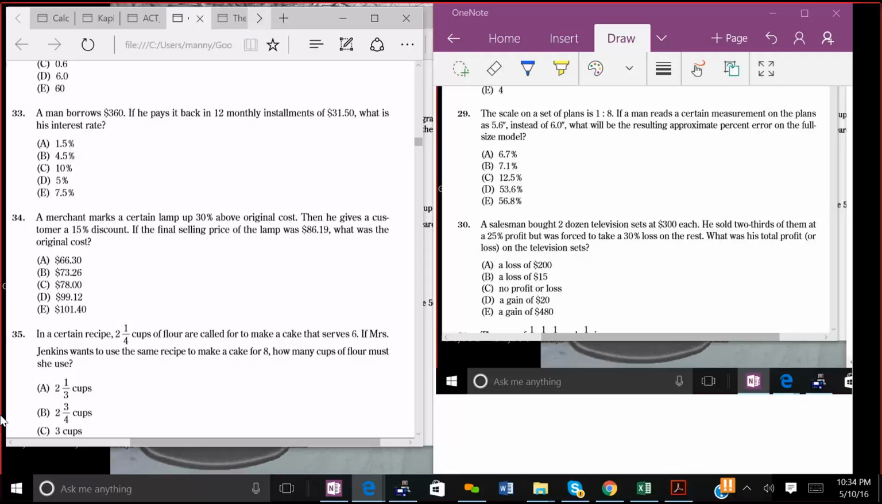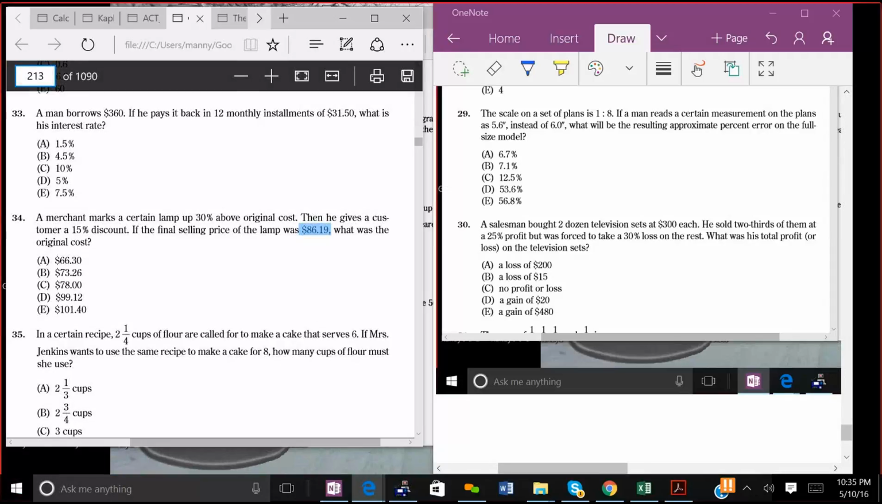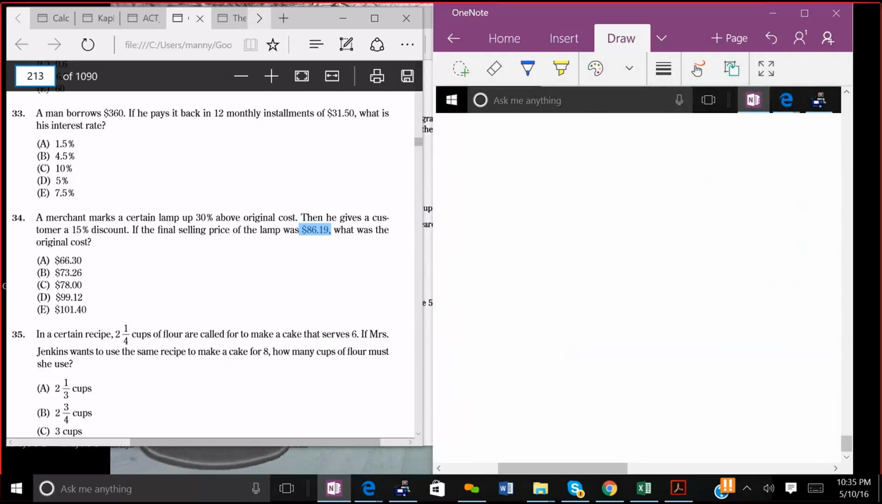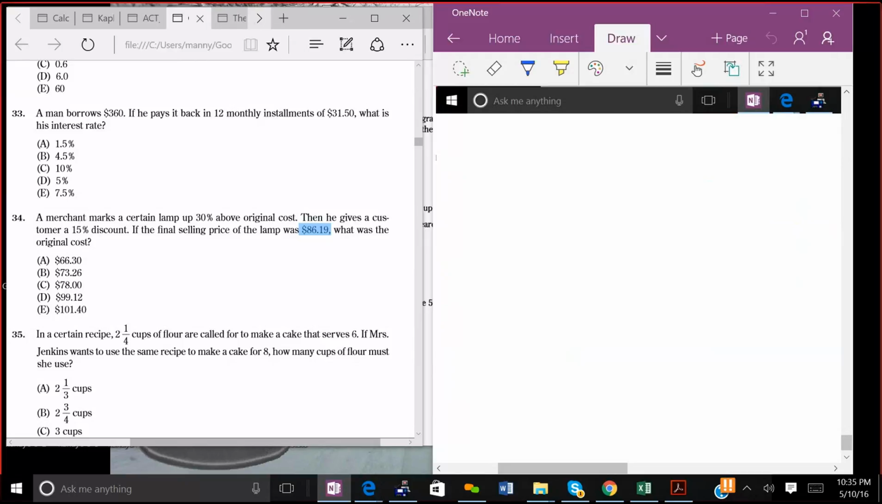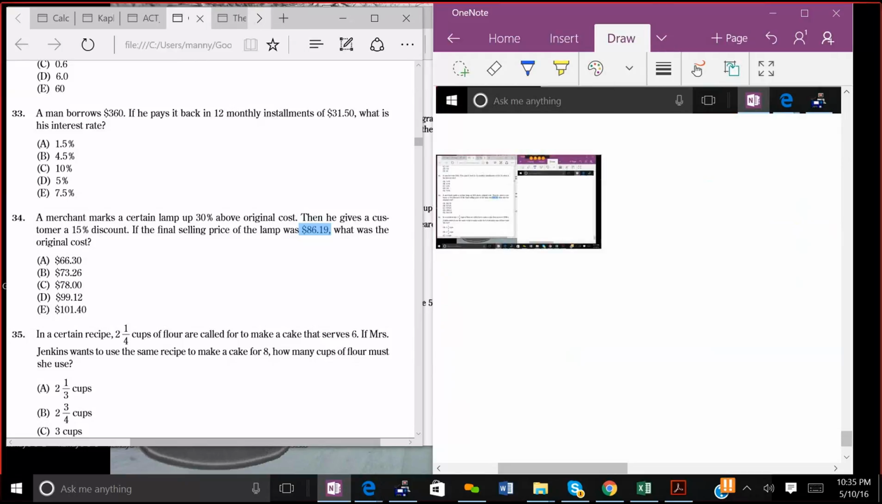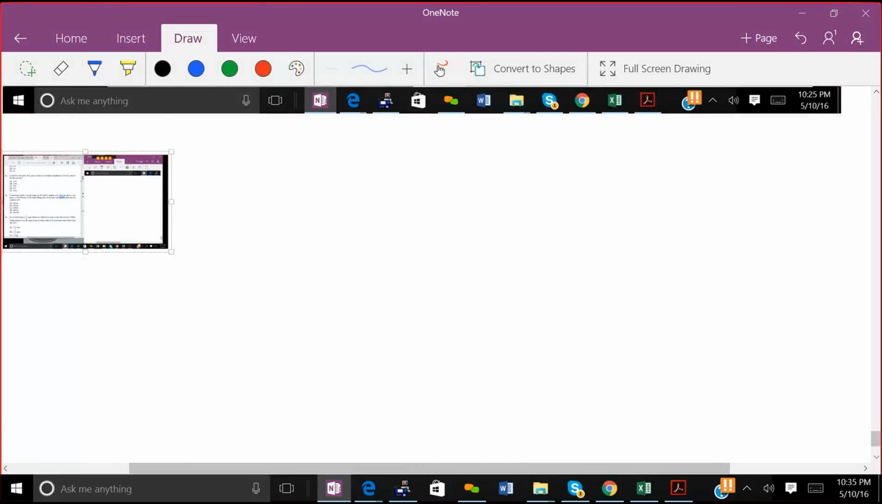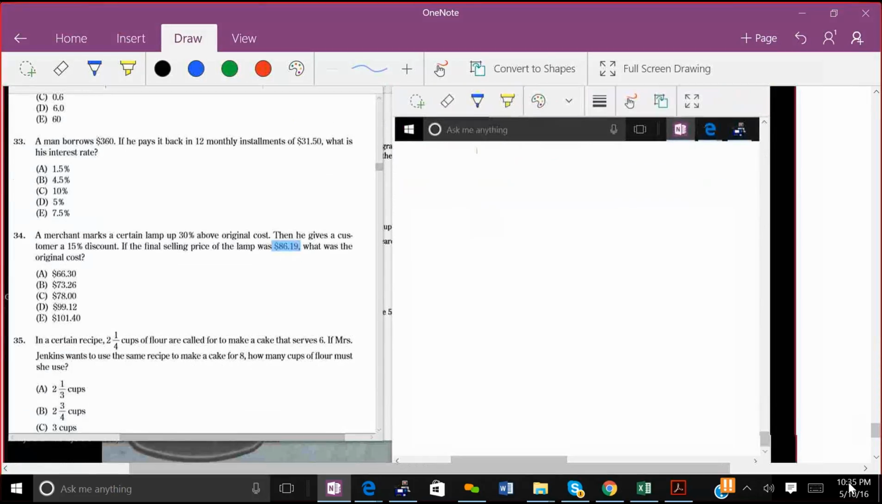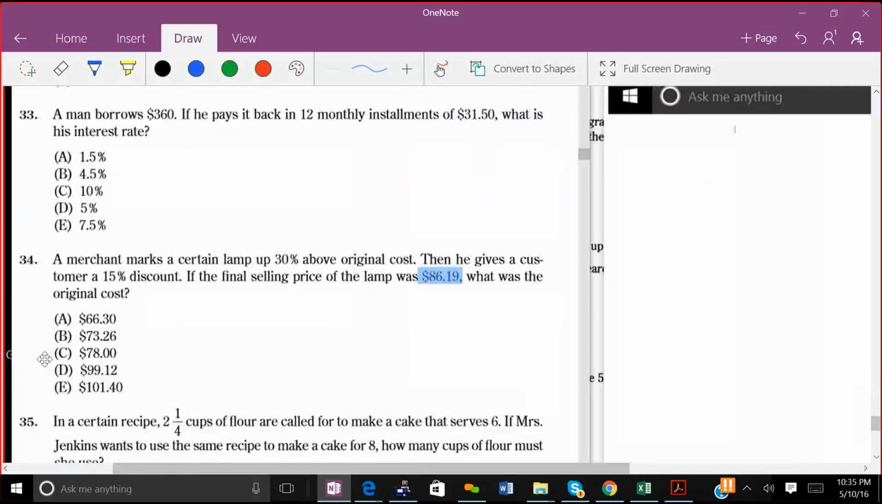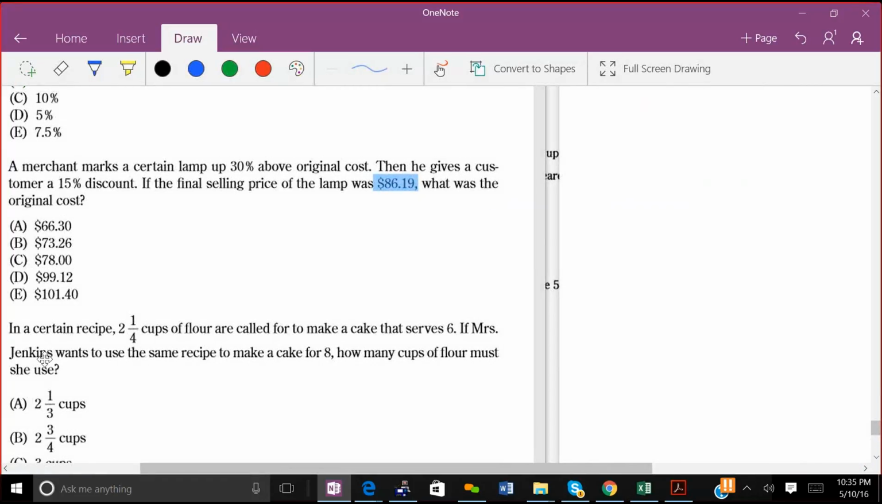Wait, no, it doesn't make sense. See, the problem with this question is you cannot use 100 because they plugged in a number, 86.19. That messed us up. So we have to work backward. What we need to do is, I'm going to make it bigger and show you here. We cannot use 100, but we can still use 100x because they gave us a number, and I'd get the same kind of benefits.